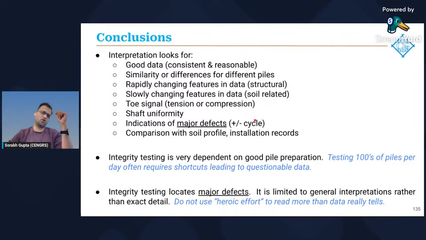So we talked about a lot of things, and I think I'm right on time for the conclusion. I want to say what we discussed. The interpretation of PIT, really speaking, we are looking for consistent and reasonable data. It's a very qualitative kind of test. So you're looking for similarity or differences for different piles. We are looking for structural data, defects.